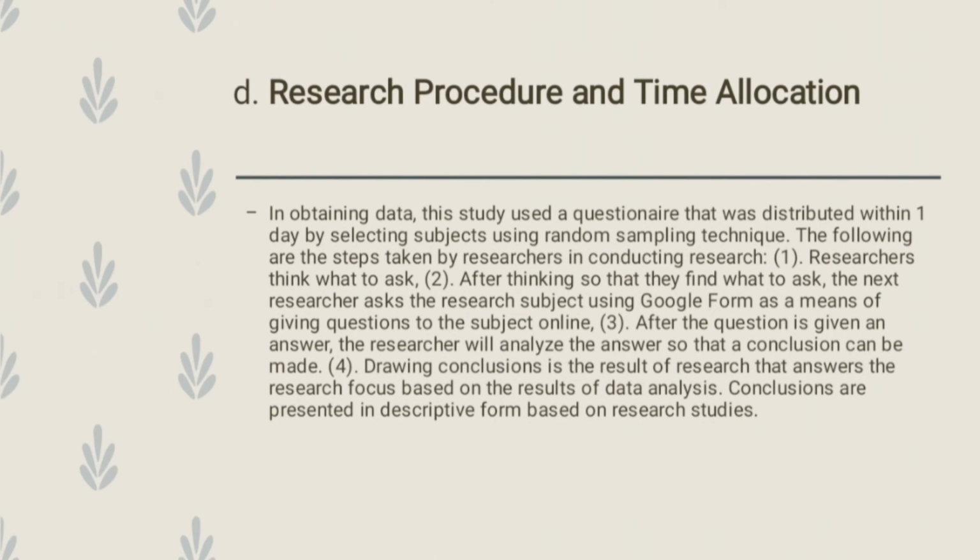Research procedure and time allocation. In obtaining data, the study used a questionnaire that was distributed within 1 day by selecting subjects using random sampling technique. The following are the steps taken by researchers in conducting research. First, researchers think what to ask. Second, after finding what to ask, the researcher asks the research subject using Google Form as a means of giving questions to the subject online.